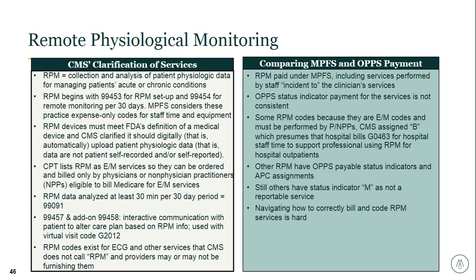So many of us commented to CMS and said, wait, when we look under the outpatient prospective payment system, the status indicators are all over the map. Some of these codes you have assigned APCs and paid. Others you say the hospital can't bill at all. It doesn't seem like there's any rhyme or reason to this.